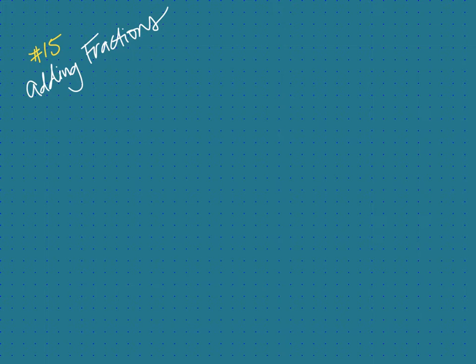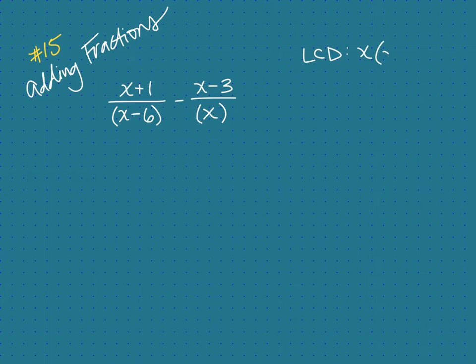So here's an example. Let's say we have x plus 1 all over x minus 6, and we're subtracting x minus 3 all over x. We need to find our LCD. Both of our denominators are already factored, and so one of the factors is an x and one of them is an x minus 6. So our LCD needs to be each factor written once. So it's x minus 6. X is its own factor. It needs to be written as 1.